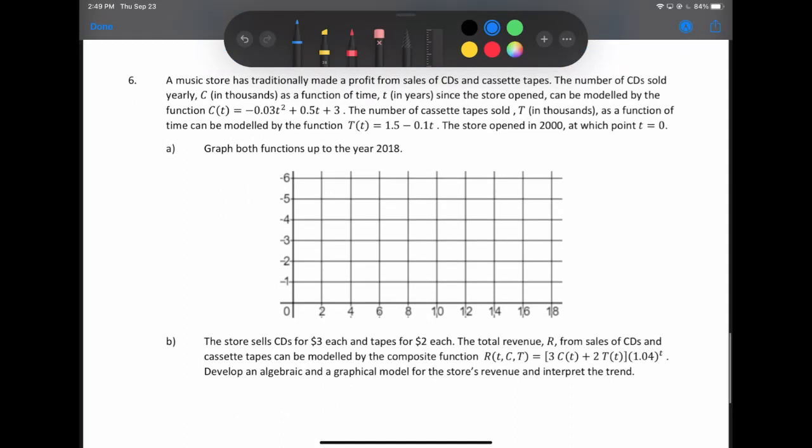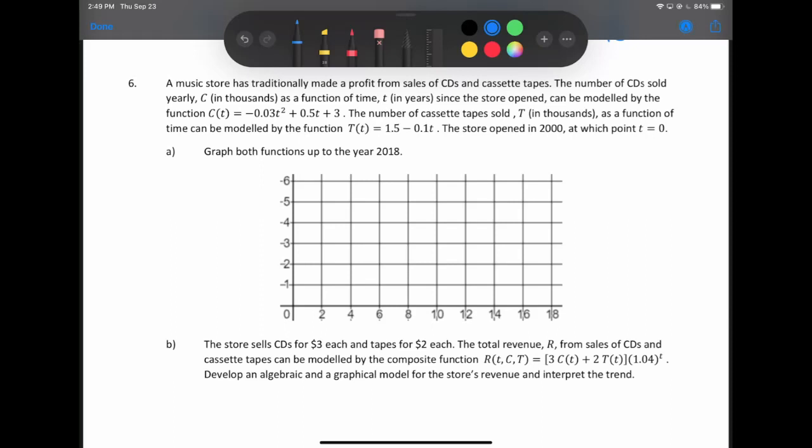One last little question, a word problem to finish off the lesson for today. And we have a music store that traditionally made a profit from sales of CDs and cassette tapes. I'm actually basing this on a real CD store that sells used CDs and did at one point sell used cassettes. Now they've moved into things like video games and Blu-rays and some other stuff, but they are a real store and they are local. I won't say which one it is, but some of you probably know who this used CD store, used DVD store is. But when they started, they made their sales on CDs and cassette tapes.